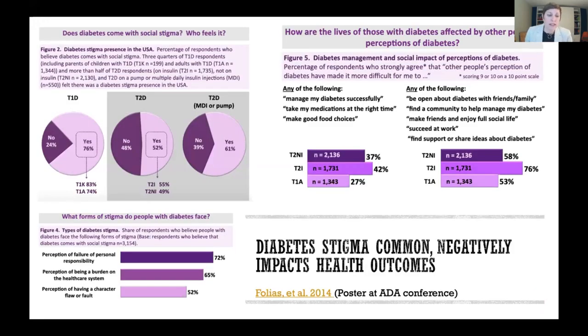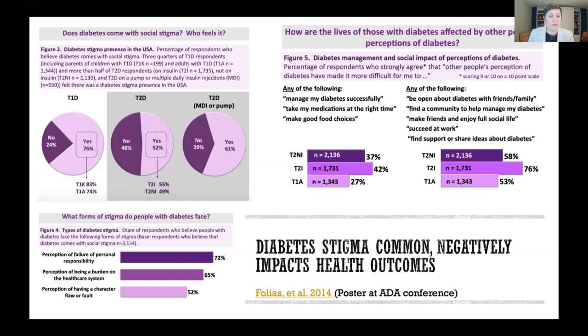So this slide shows findings from a large study of people living with type 1 and type 2 diabetes. The researchers asked the participants if diabetes comes with a social stigma. If you look at the top left figure, the responses are fairly striking. 76% of participants with type 1 diabetes said yes, as did over 50% of respondents with type 2 diabetes. That percentage was higher among respondents with type 2 diabetes who were on an insulin pump.